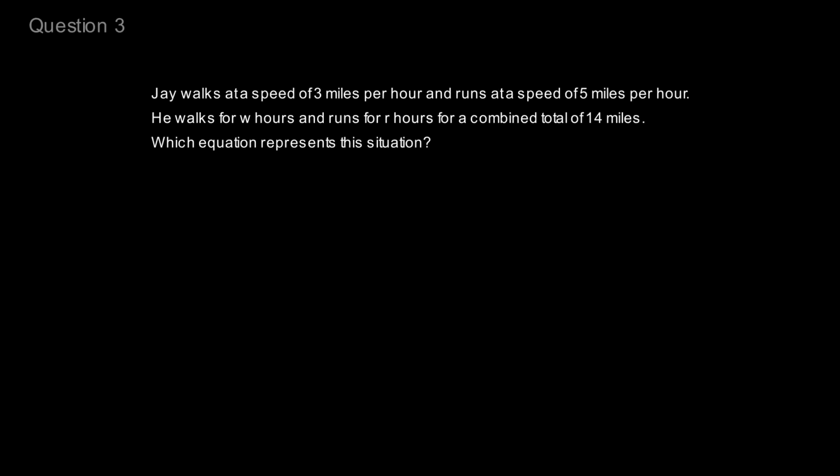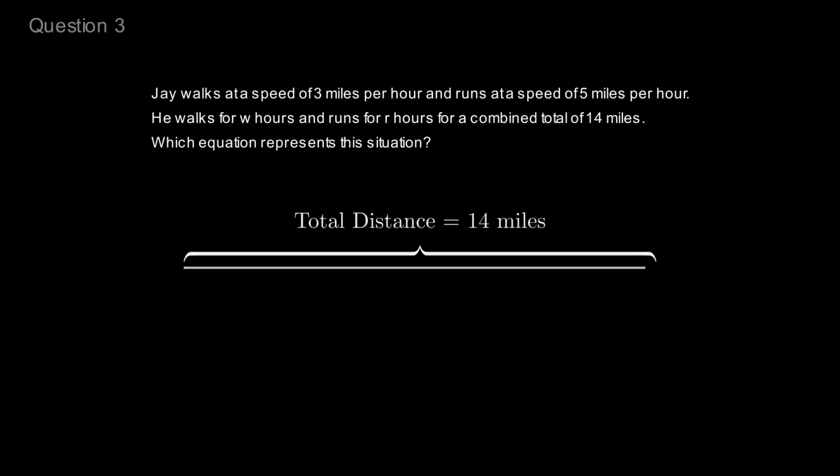Let's look at question 3. Jay walks at a speed of 3 miles per hour and runs at a speed of 5 miles per hour. He walks for W hours and runs for R hours, for a combined total of 14 miles. Which equation represents this situation? Before we look at the options, let's visualize what's happening. Imagine Jay's entire journey as the path. The total distance he travels by both walking and running combined is exactly 14 miles.